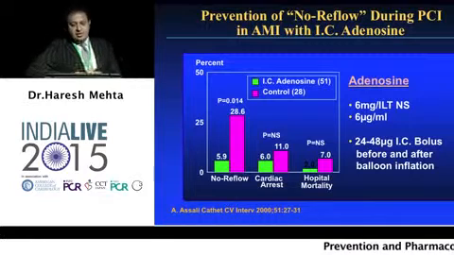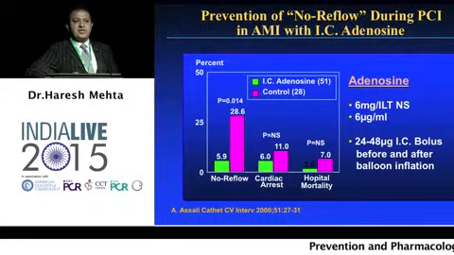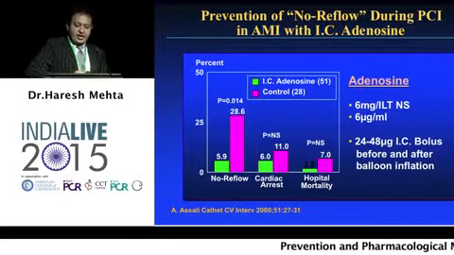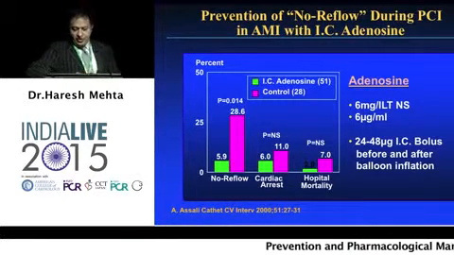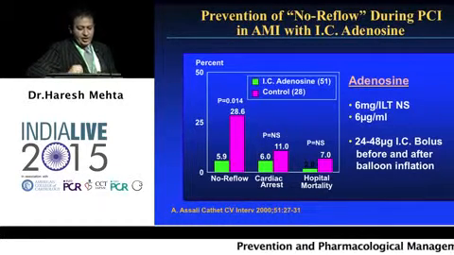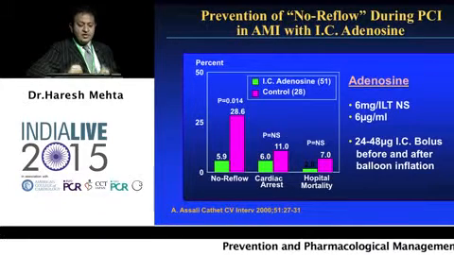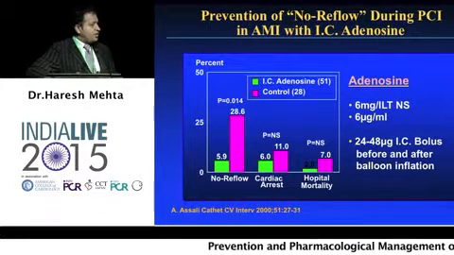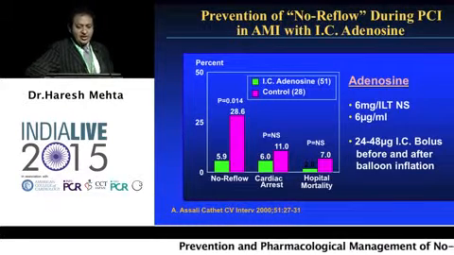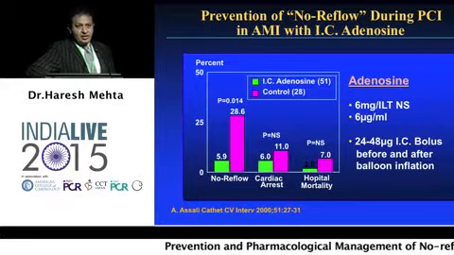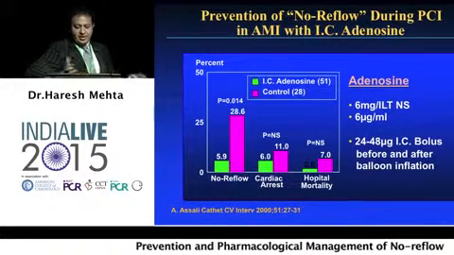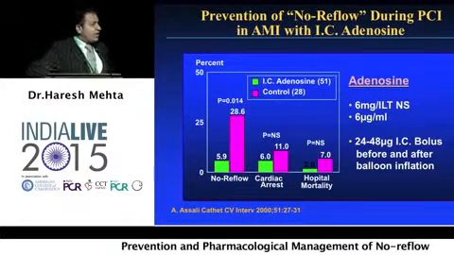Then come the drugs. We have multiple drugs which are recommended. Adenosine is one of them. It is shown that intracoronary adenosine before and after balloon inflation, given at doses of 24 to 48 micrograms, does reduce no reflow significantly, although in-hospital mortality shows a trend towards the lower part, but is non-significant in this trial. And it's very simple to prepare. Just take one vial into a 1 liter bag and you split it. Your ml will be 6 microgram per ml.